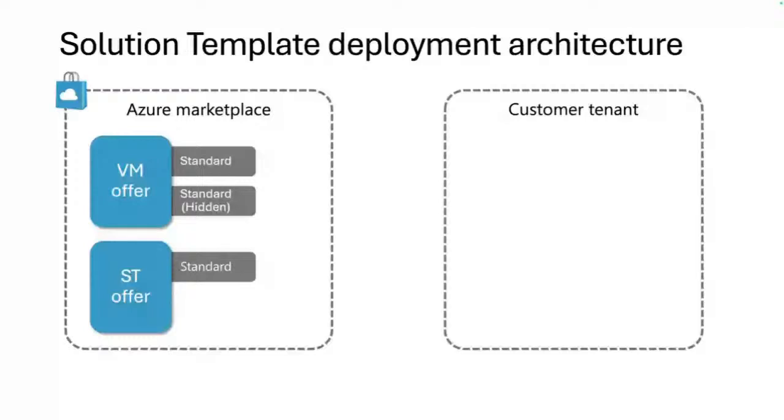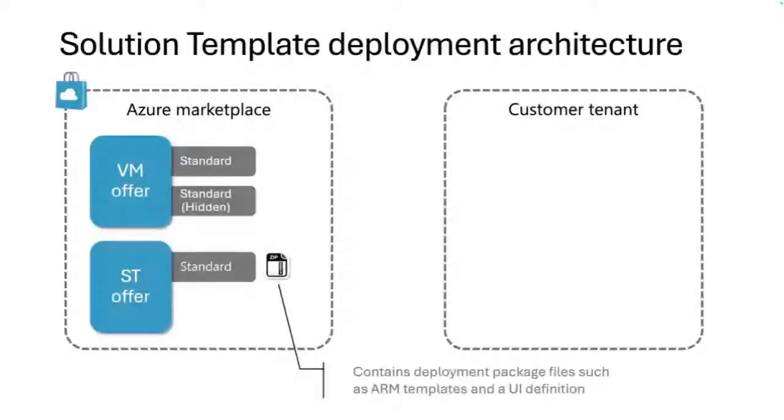In this case, our solution template offer only has one plan. A solution template plan contains the deployment package we mentioned earlier, which itself contains the ARM template that's going to point to our virtual machine plan, and it's going to find the other resources we want to deploy.